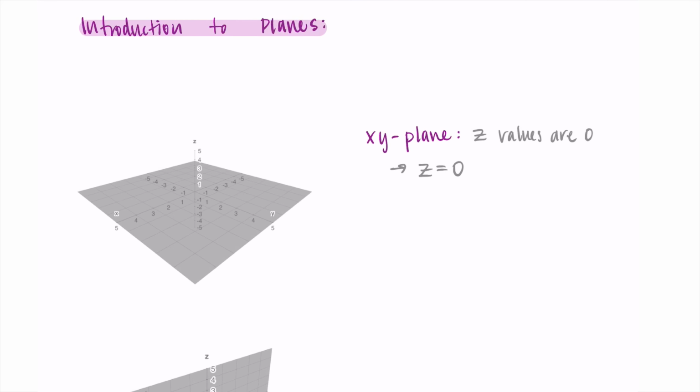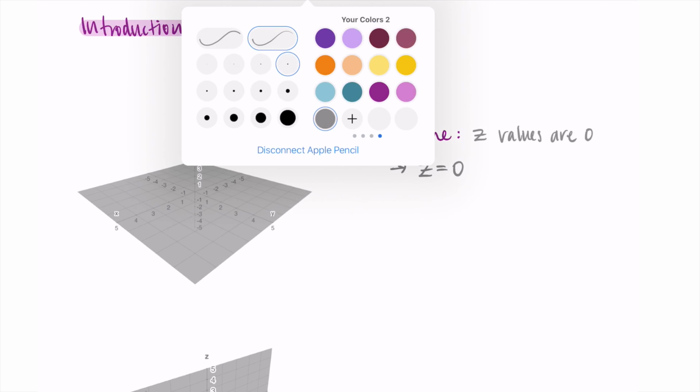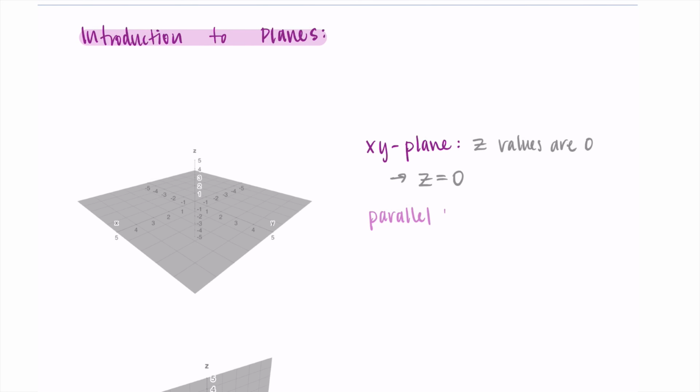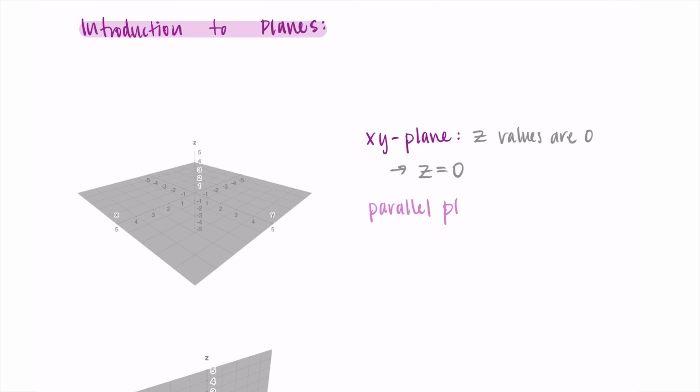So if we were to think about another plane parallel to this one, you can think about taking this plane and moving it up or down along the z-axis. Parallel planes would have the form z equals a constant. We'd have z equals some constant c. So you can imagine z equals 3 would be a plane at z equals 3. All of the z values are 3, but the x and y values can be anything.